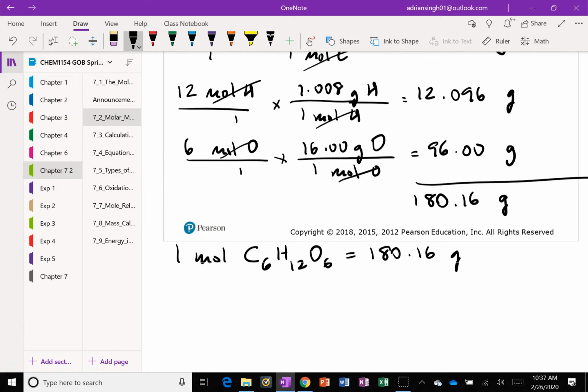All right, questions so far? Molar masses, moles, setting up the conversion factors or the equalities.